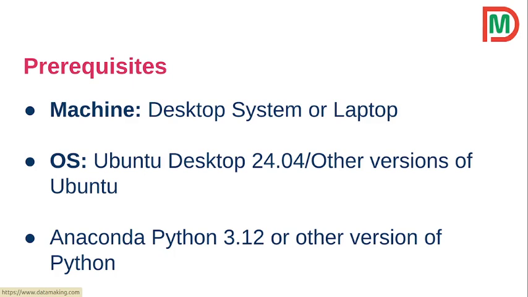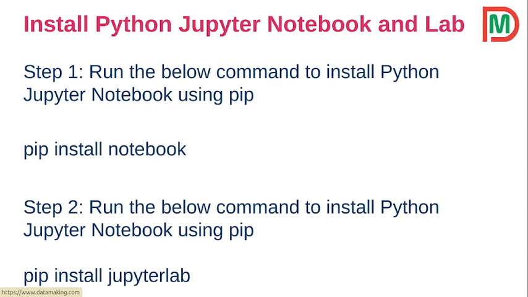Based on different operating systems, almost the command is going to be the same. Maybe the terminals you are using may differ. I'm using the Ubuntu operating system, and I'm going to use the terminal to install these two packages. Anaconda Python 3.12 is needed, or you can have another Python distribution or version as well.